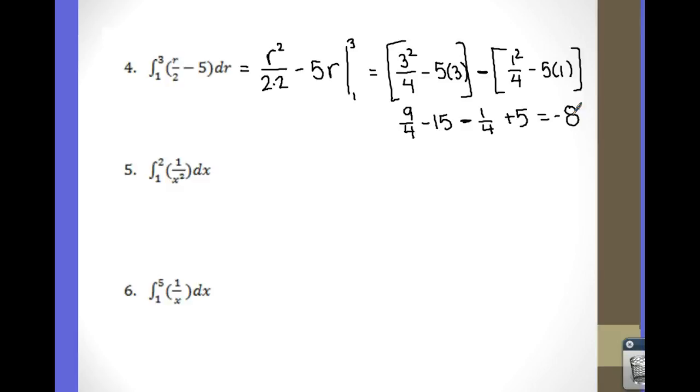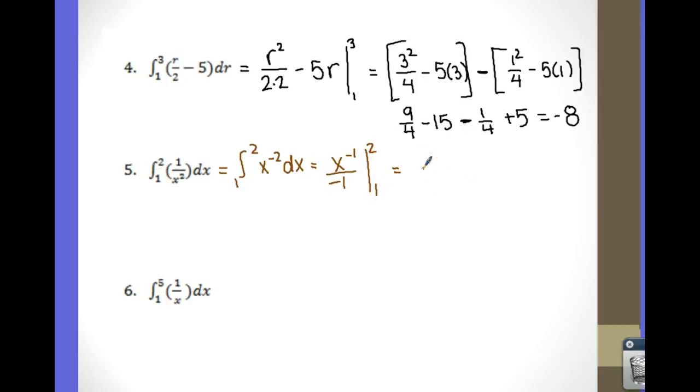Come on, 1 over x squared. How can I transform this in a way that I know how to take its antiderivative? All right, so let's bring it up as x to the negative 2. So apply your power rule. Your power rule says add back 1, so you get x to the negative 1, and divide by your new exponent. So you divide by negative 1. And then we're evaluating from 2 to 1.